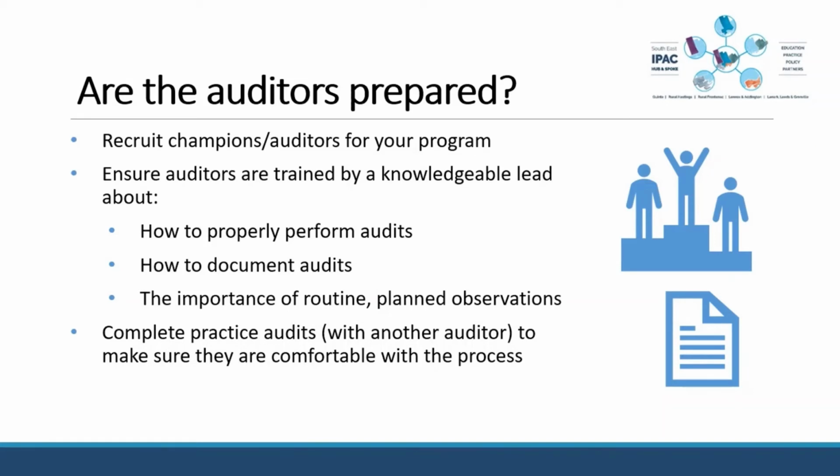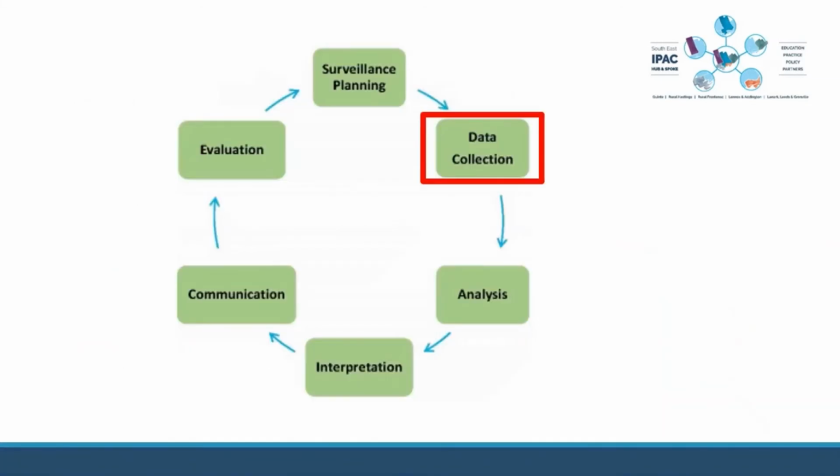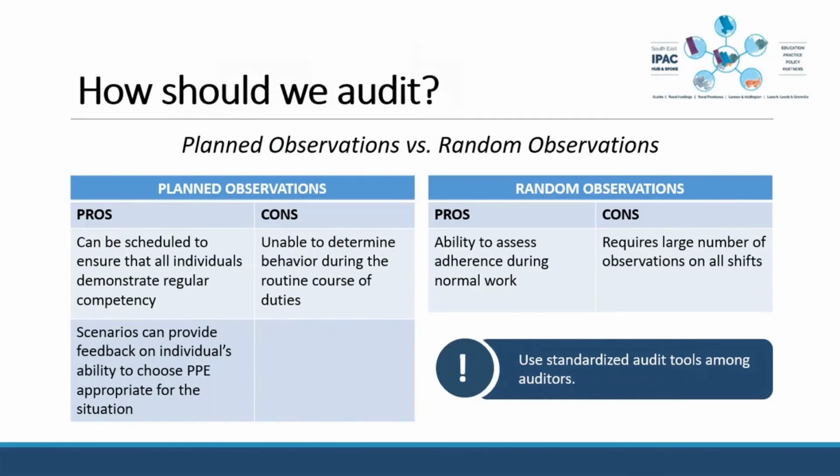And I'll turn it over to Caitlin to talk about the next phase of the cycle for data collection. Perfect, thank you, Lena. So now we'll go into the next section of the cycle where we'll look at how we should audit. When we look at auditing, we will look at two different types of auditing: planned observation or random observation.